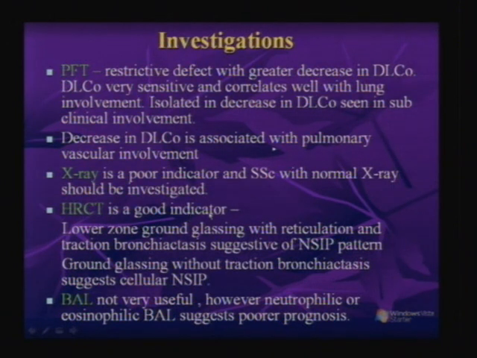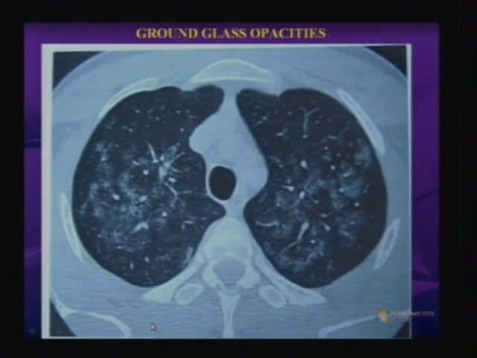However, the HRCT is a very sensitive indicator which in the initial phases shows lower zone ground glassing with reticulation and traction bronchiectasis suggestive of the NSIP pattern. However, in some there can be ground glassing without traction bronchiectasis, suggestive of the cellular type of NSIP. BAL, however, is not very useful in systemic sclerosis, though a neutrophilic or eosinophilic BAL is associated with a poorer prognosis.